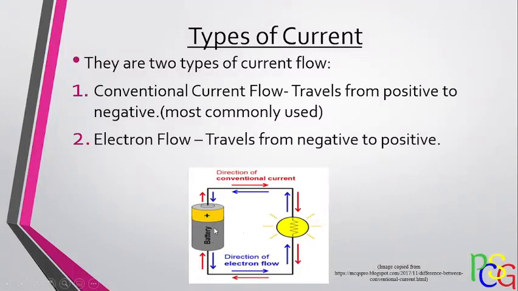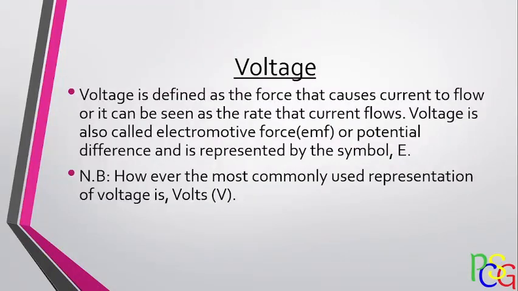Or it can also be called a potential difference, because if you look at it this way, you've got a negative and positive. So look at it as that you have this difference between them, because they're two different things. There's literally a potential difference between them. I think that's the simplest way I can explain that, right? And it is represented by the symbol E.